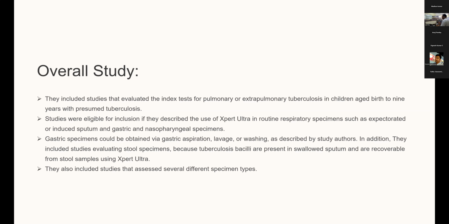They looked at specimens mainly including respiratory specimens: expectorated or induced sputum, gastric and nasopharyngeal. Interestingly, in addition to gastric aspirate and lavage specimens, they also looked at stool, because it's found that TB is still detectable in the stool. As we know, in most children you can't get an induced or expectorated sputum from them.